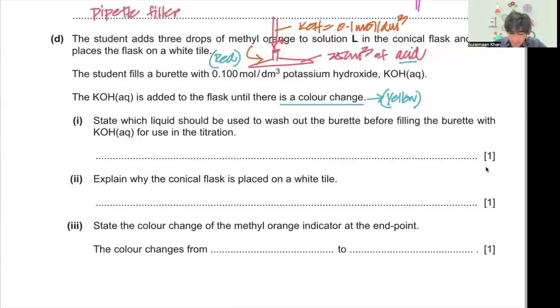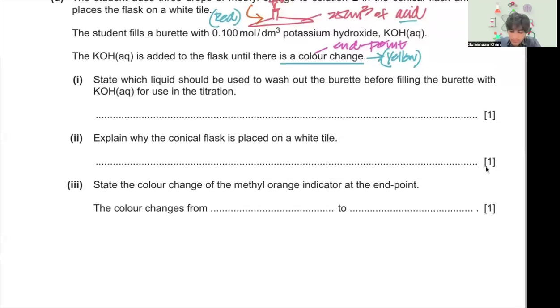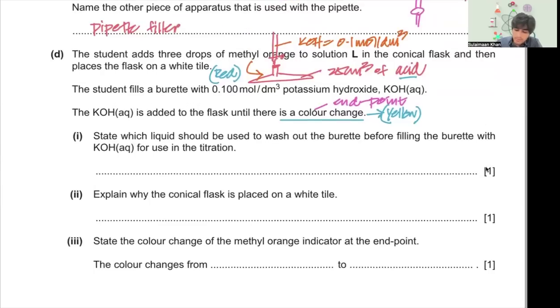Now he's saying it's added until there is a color change, and that's basically an indication that the endpoint has been reached. What's the endpoint? The endpoint is basically when the indicator changes color. And then you have to stop the experiment. And that is when I'll find out how much volume of KOH was actually used, right?